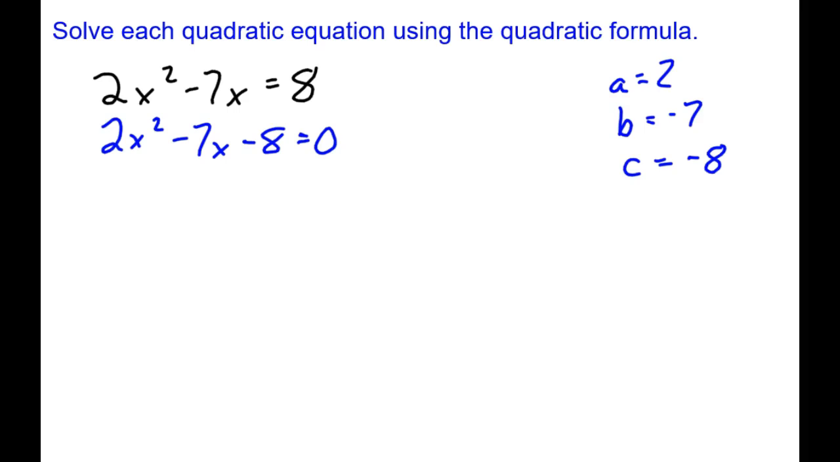After subtracting 8 from the other side, you get 2x squared minus 7x minus 8 equal to 0. Now the a value is 2, the b value is negative 7, and the c value is negative 8. Plug those into the formula and simplify.